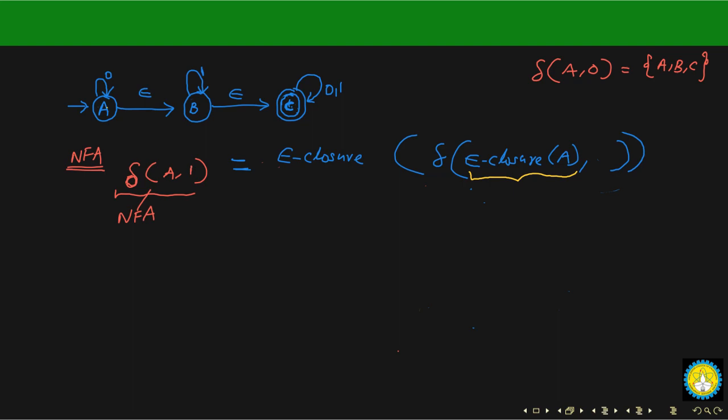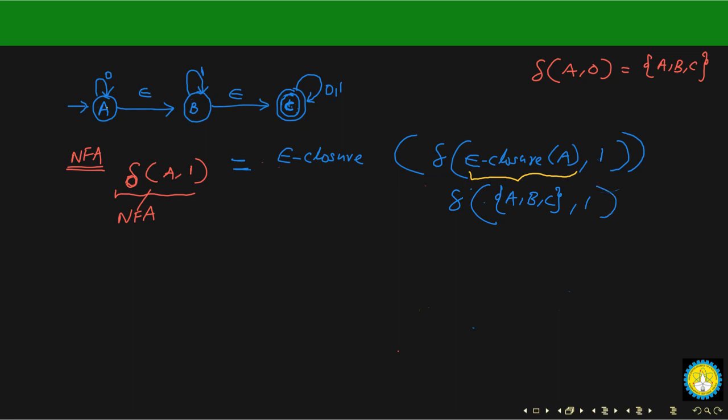I'm going to replace my formula with 1. So let's now start. First thing we want to find is epsilon closure of A. We know that it is ABC. So this is going to be ABC, and we want to find the delta, transition of ABC on 1. This is what we are interested in now.